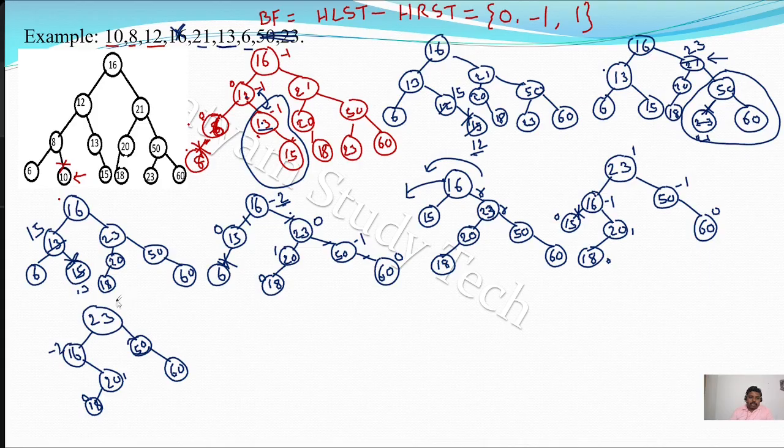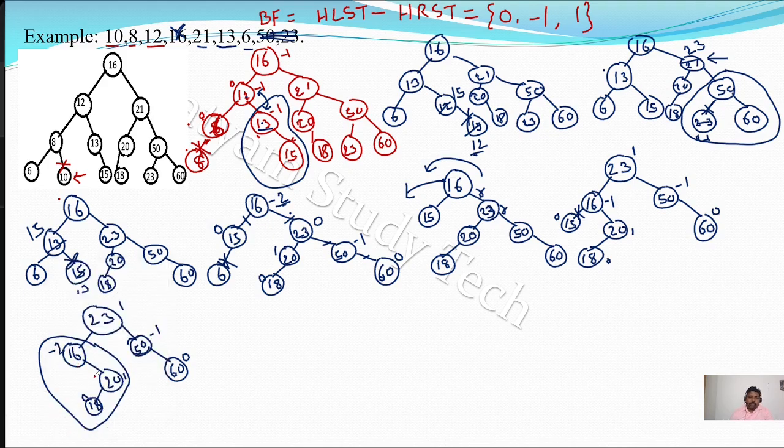Again I have to check here. The left subtree is 3. Okay, left subtree is 3. Right subtree is 2. So 3 minus 2, that is 1. Here it is minus 1. Here it is 0. So you can see it is not balanced. After deleting 15, it is not balanced, right? Have to perform some rotations.